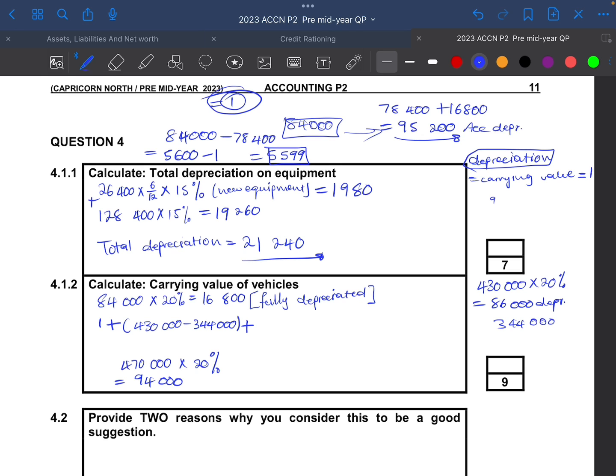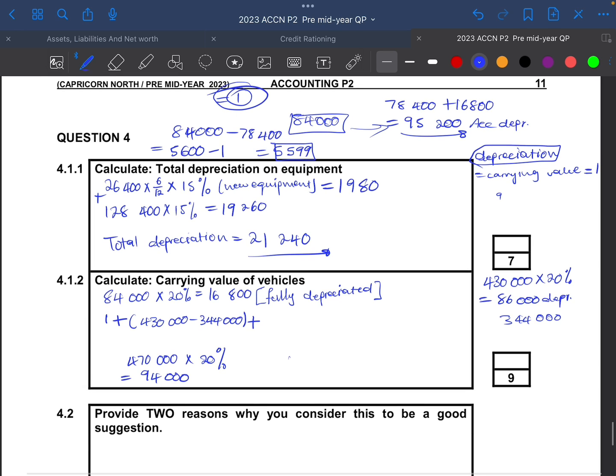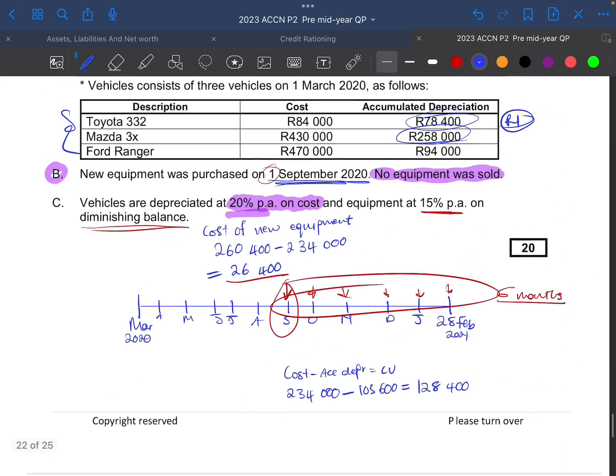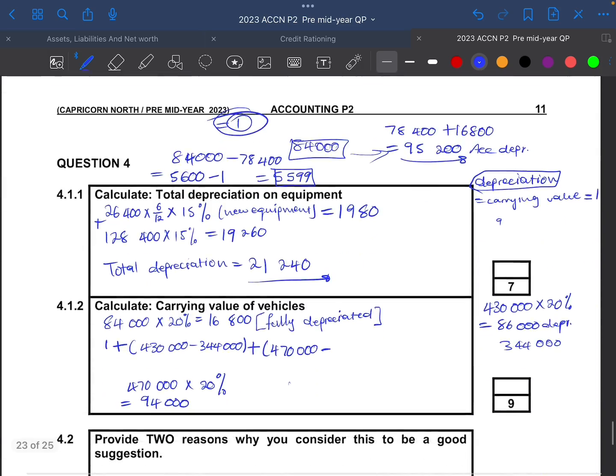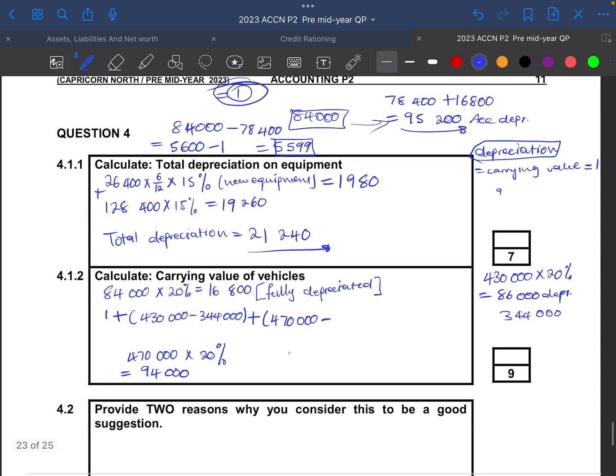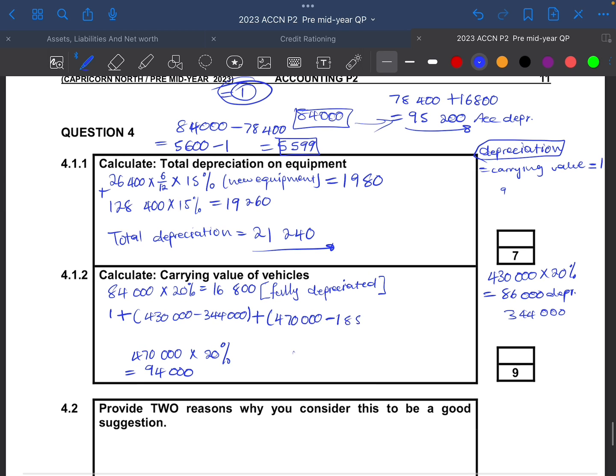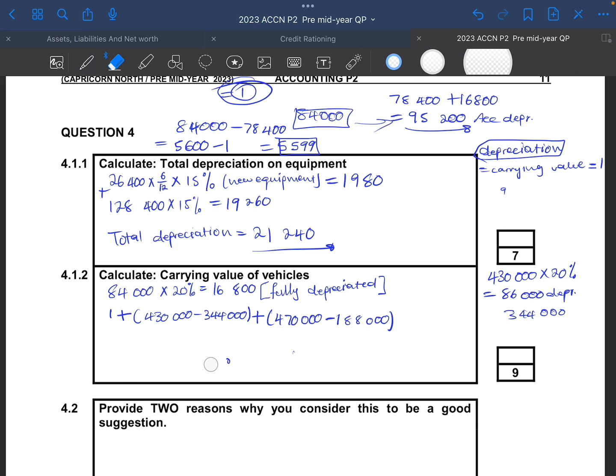So that's 94,000, and we are just gonna say 470,000 minus, remember that your accumulated depreciation before was 94,000, so it's 94,000 this year also. So minus, let's say 94,000 times 2, 94 times 2, which is 188. Okay, in case you're confused what's going on, these are just carrying values.